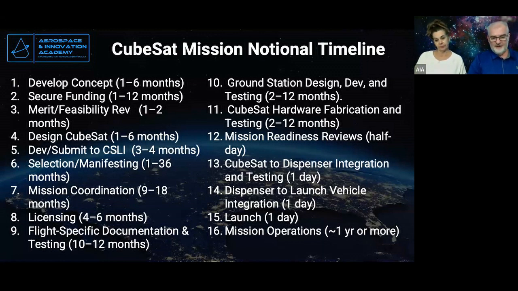So we're moving along now. You've been selected. You're meeting weekly with your integrator. You're working on your licenses. And now it's time to start working on the specific documentation that you're going to need for your mission. And that sort of concurrently goes along with building and developing your ground station and fabricating your spacecraft. So all of these things are going on concurrently.